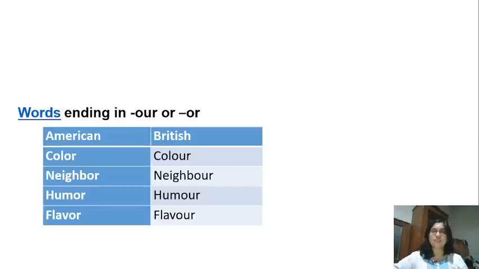The next example is the ending in OUR or OR. So color, colour, a very famous example. British colour would end in OUR, whereas the same noun, color, in American English would end in OR only. So neighbor, neighbour, humor, humour, flavor, flavour. It's the same word, just a difference in the spelling. So if you see the spelling difference, please understand that it is not a mistake. It is just a difference between American English and British English.